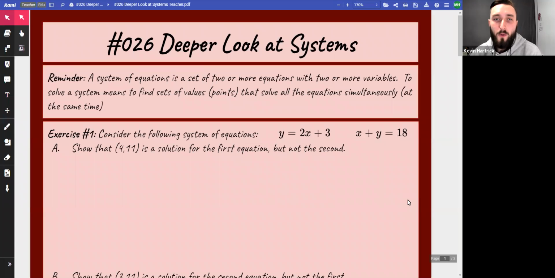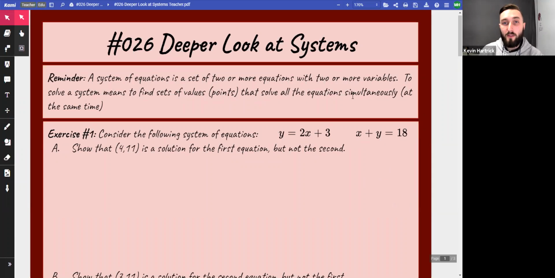All right, guys, welcome to lesson number 26. We're going to take a deeper look at systems of equations today. So a reminder that a system of equations is a set of two or more equations with two or more variables. To solve a system means to find sets of values, points, that solve all the equations simultaneously, which means at the same time. So what does that all mean?